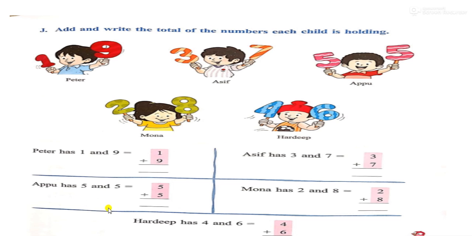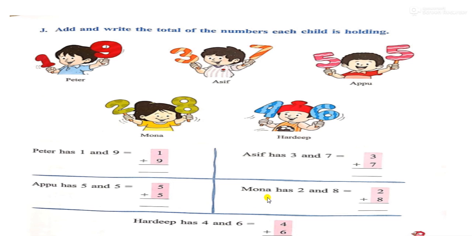Then the third one is Appu. Appu has 5 and 5. Yes, he has 2 numbers. Which are the numbers? 5 and 5. Yes, both are the same number. 5 plus 5 is equal to, what is the answer? Yes, you have to find the answer and write it here.